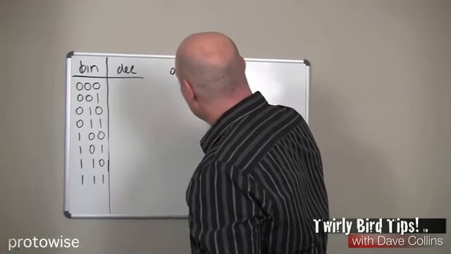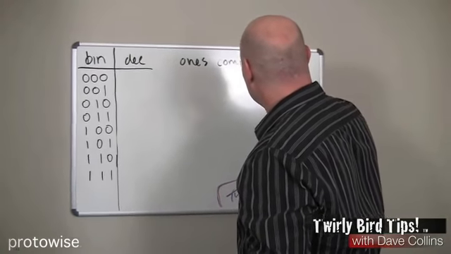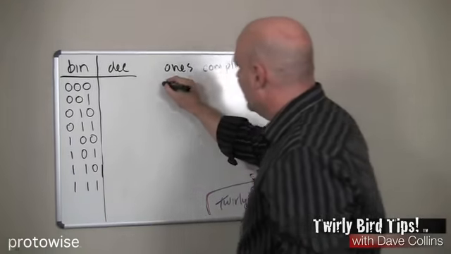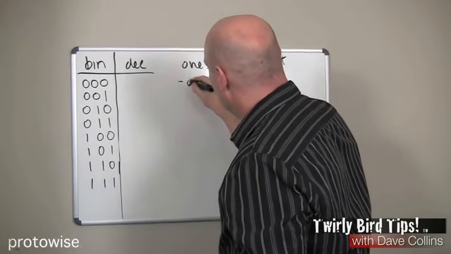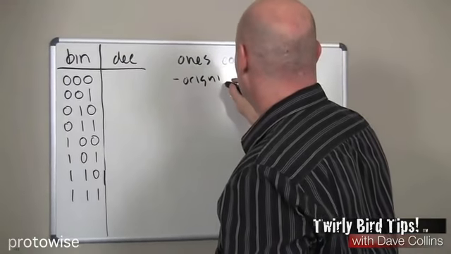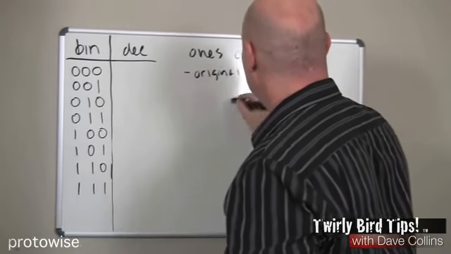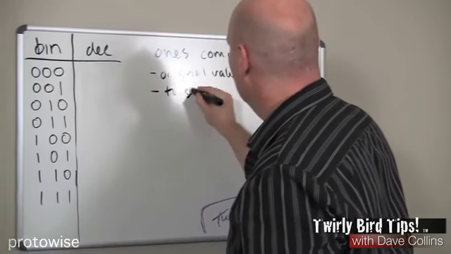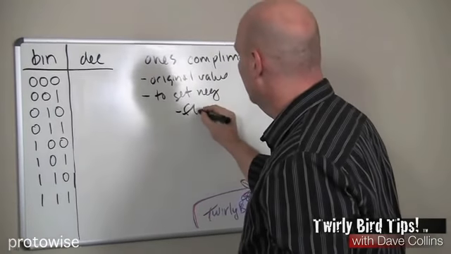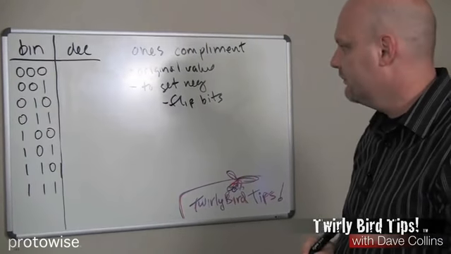Another way we can represent negative numbers is with what's called 1's complement. All 1's complement really amounts to is, if we have an original value, to get the negative of the original, we simply flip the bits. It's a very straightforward process.